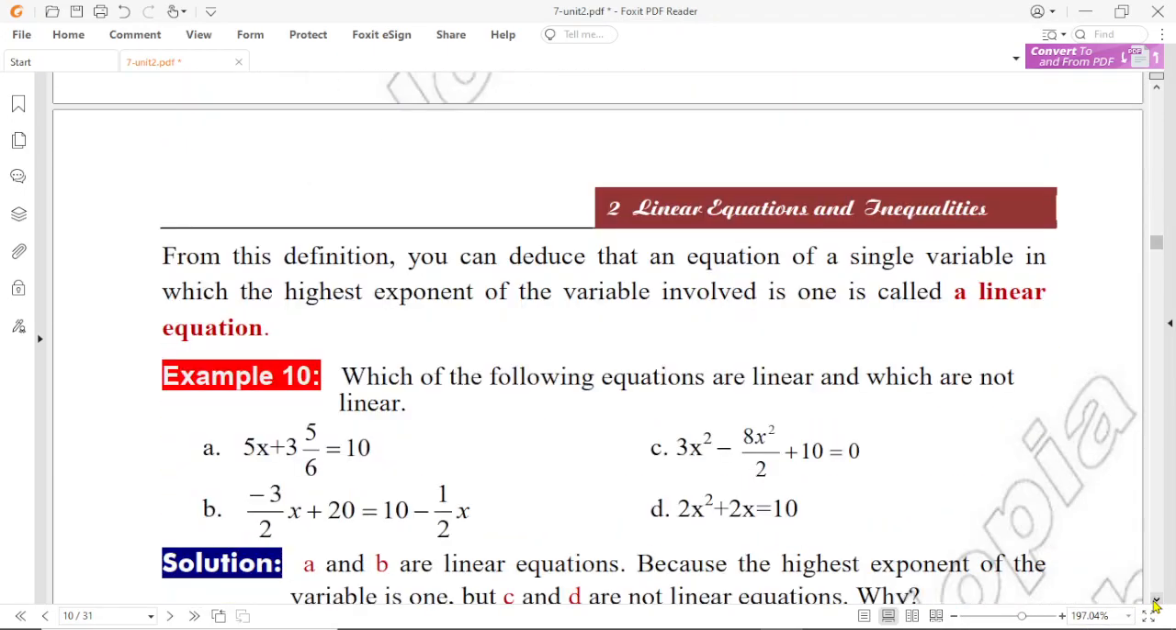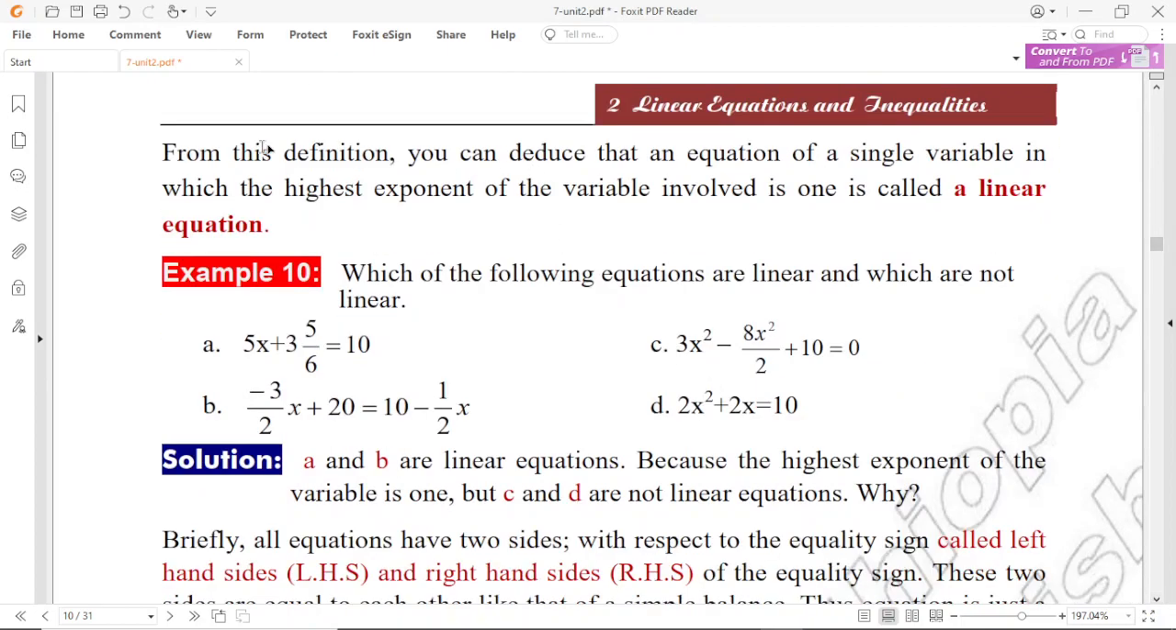From this definition you can deduce that an equation of a single variable in which the highest exponent of the variable involved is 1 is called a linear equation. ስለዚህ equation ውስጥ ያለ variable exponent with power 1 ከሆነ we can say linear equation. Example 10: which of the following equations are linear and which are not linear?